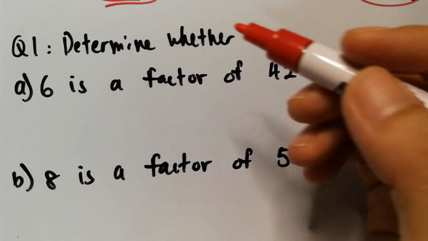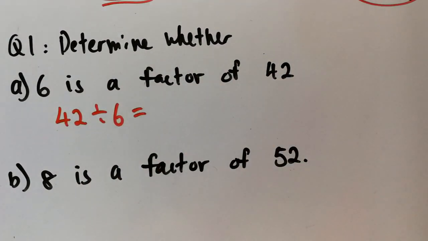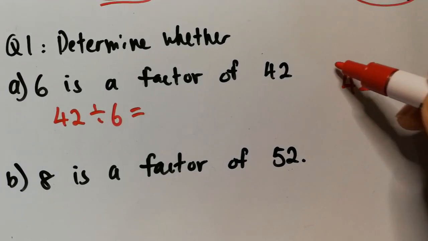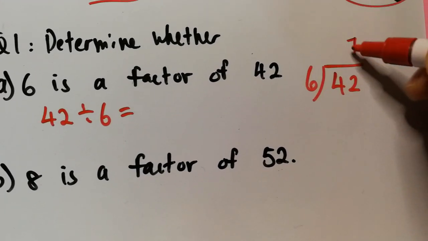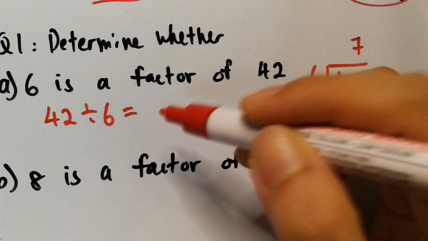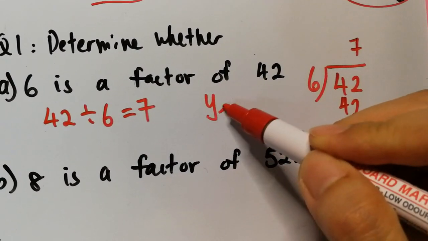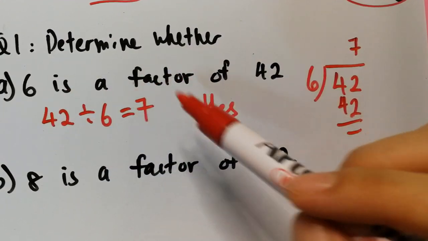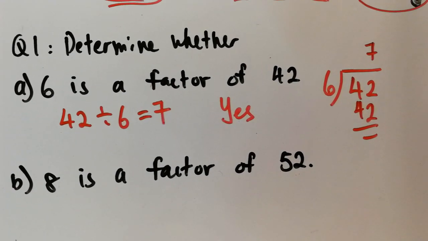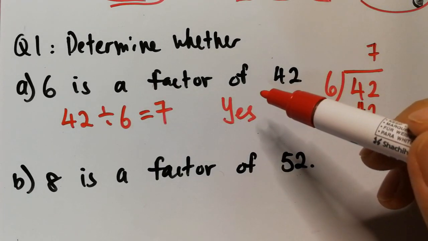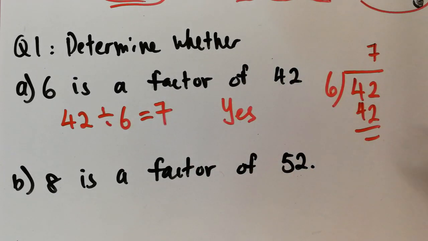So now we can try. Okay, so 42 divided by 6. You can check here by using your calculator. So we have our answer, which is 7. So if the division is exact, our answer is yes. Okay, 6 is a factor of 42. This type of question can be asked in part B, the structure which asks you to give true or false, or to tick or cross.